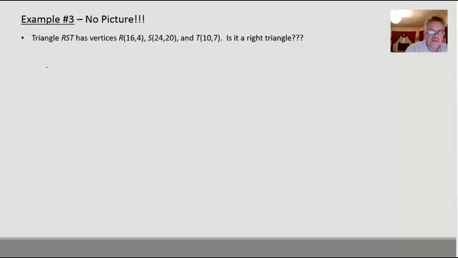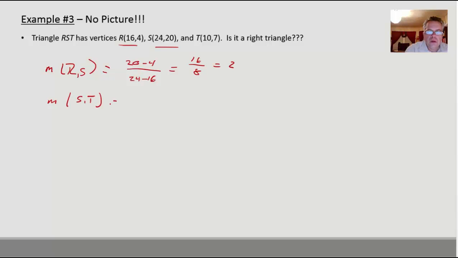Okay, so we have to find the slope between R and S. So that's these two. It'll be 20 minus 4 over 24 minus 16, which is 16 over 8, which is 2. Then find the slope between S and T. Between S and T, 7 minus 20 is negative 13, and 10 minus 24 is negative 14, which is just 13 over 14.